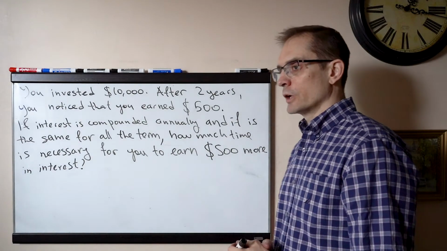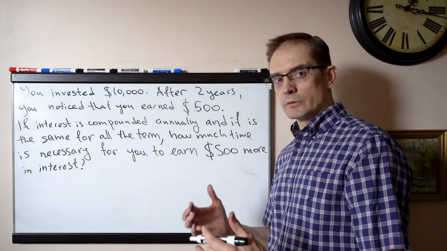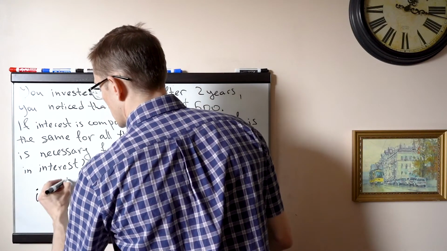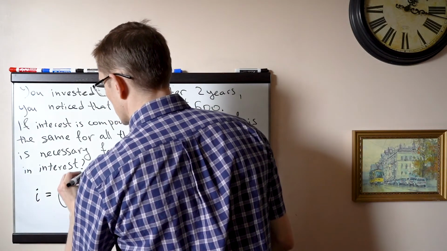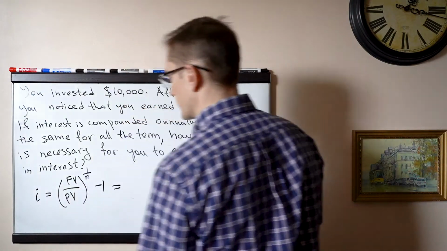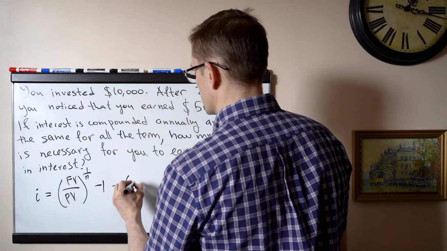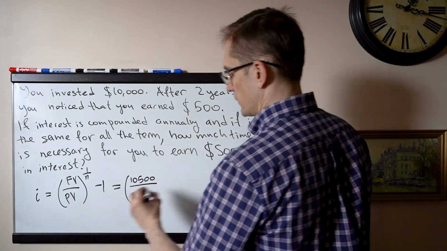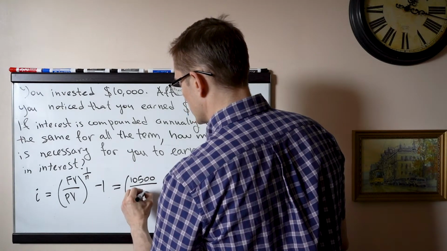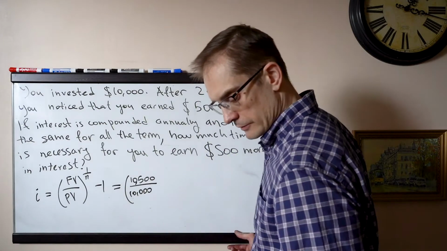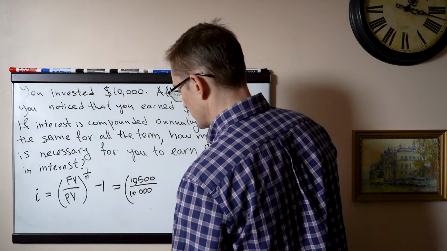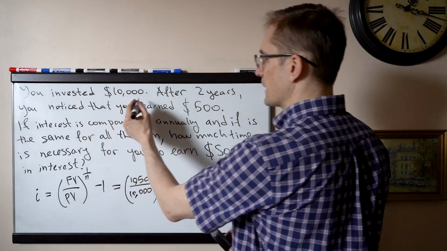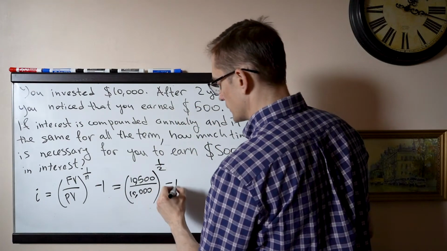Now, this problem will require you to find what is that rate compounded annually, which is going on here. So we'll find the rate using the formula for I: future value divided by present value, to the power 1 over n, minus 1. Future value in this case is 10,500 because you're required to make $500 of interest, divided by 10,000, of course 10,000. Then 1 over 2, because there are 2 years in that period for you to get $500 of interest, minus 1.